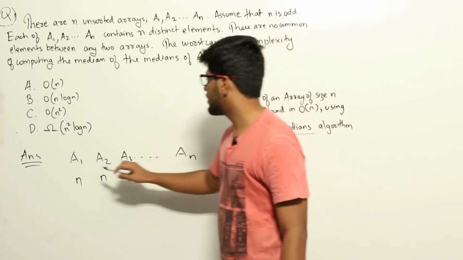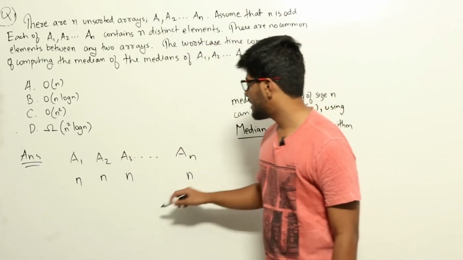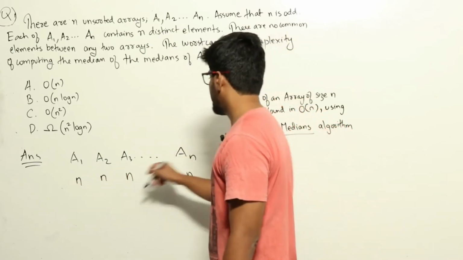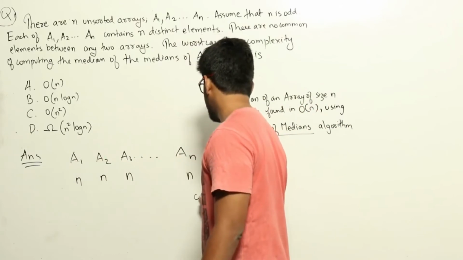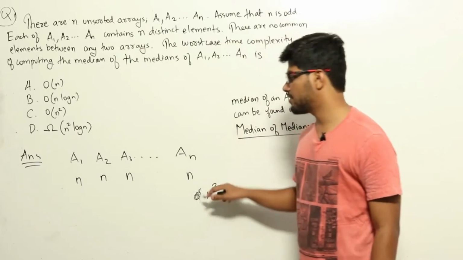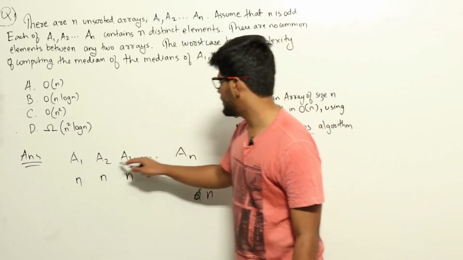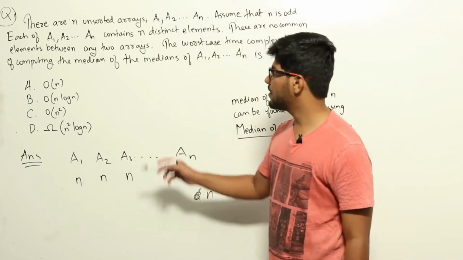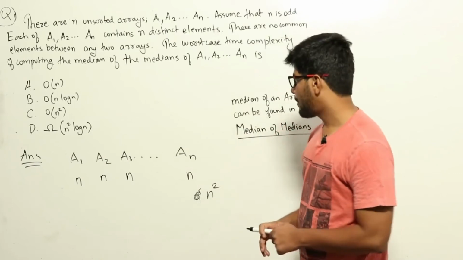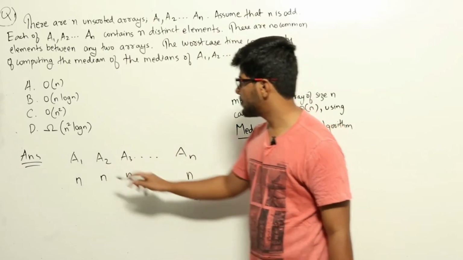In the question they are giving us n arrays A1, A2, A3, etc. up to An. Each of these arrays have n elements. So the total number of elements in all the arrays combined together will be equal to n square. There are n square elements in total in all of these arrays, and we need to find the median of each of these arrays, and then after that we need to compute the median of the medians of each of these arrays.